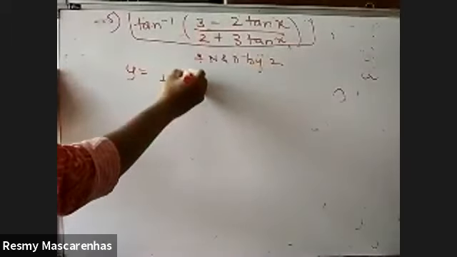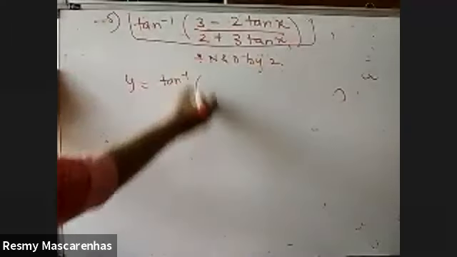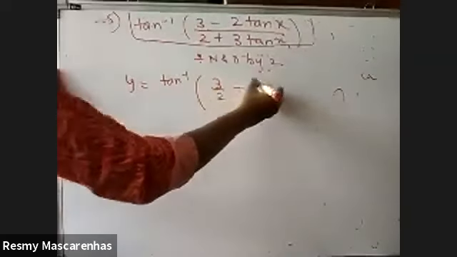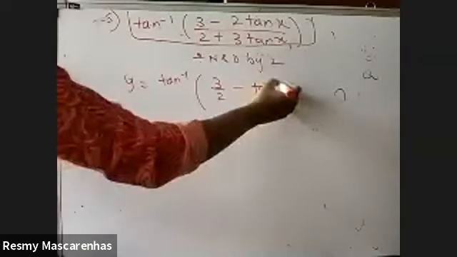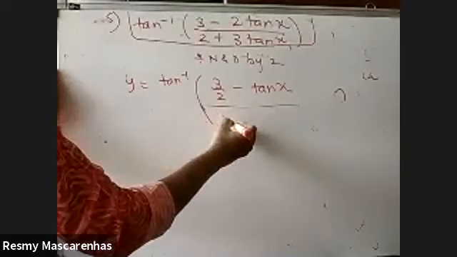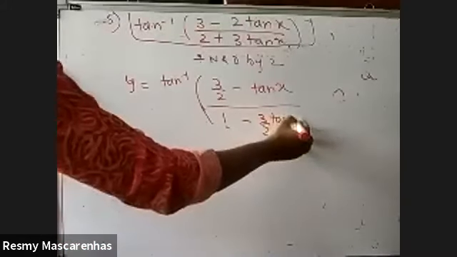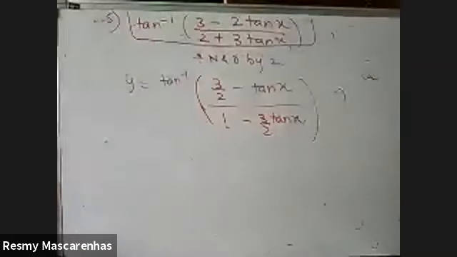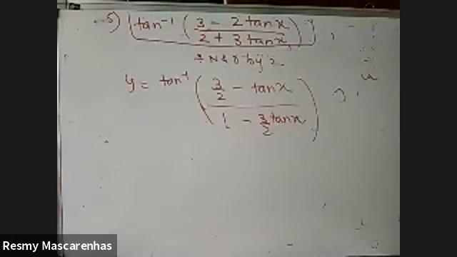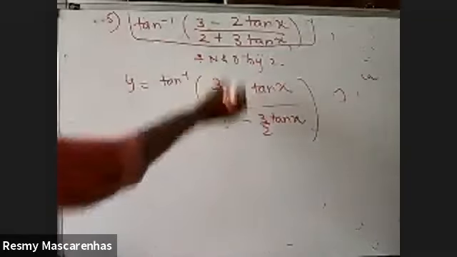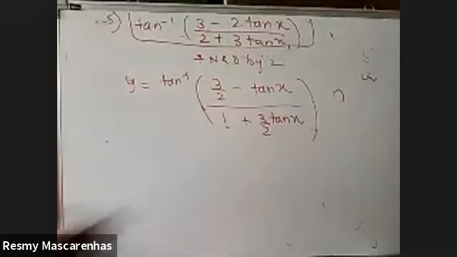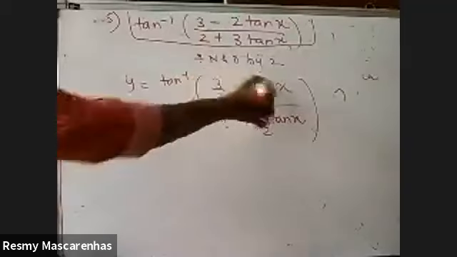So y will be tan inverse of 3 by 2. 2 and 2 will cancel. This will be 1. So you will get like this. When you divide all the terms by 2, this is how you will get. 2 and 2 will cancel in that second term. So it is already in the form of x minus y. This is plus, no? So 1 plus x into y. So this is like your x and this is y.